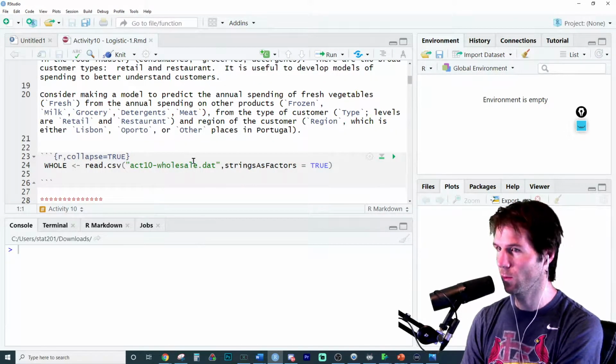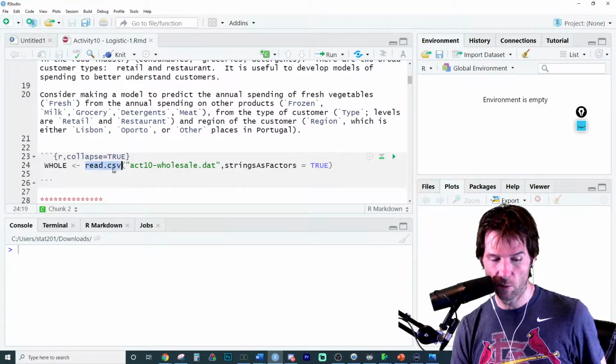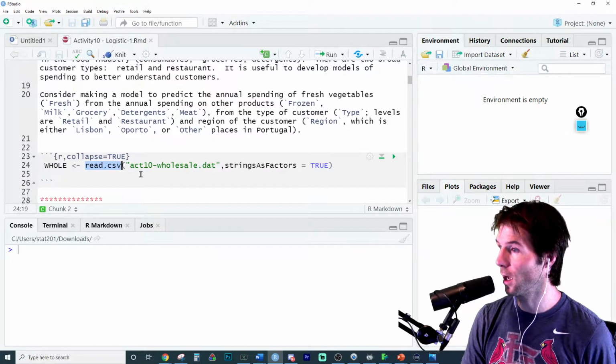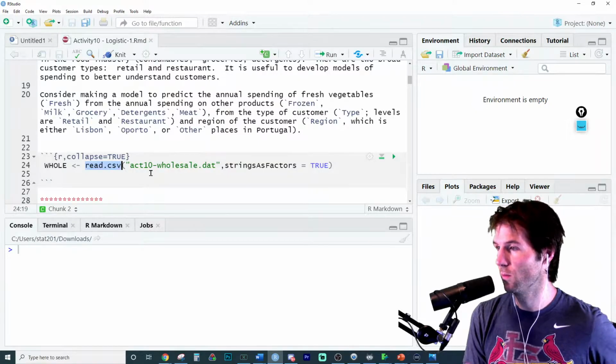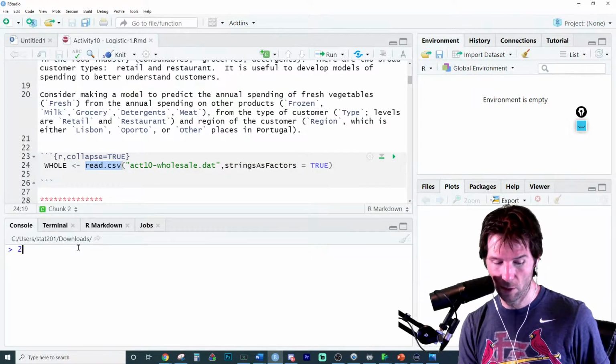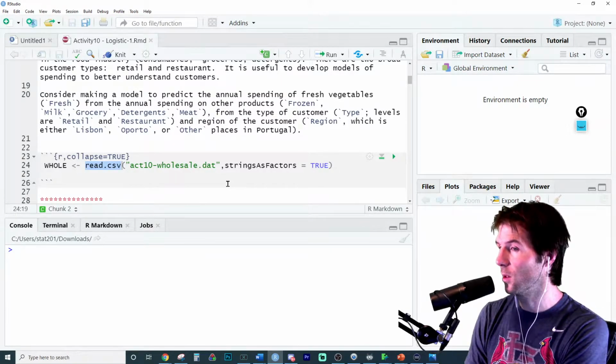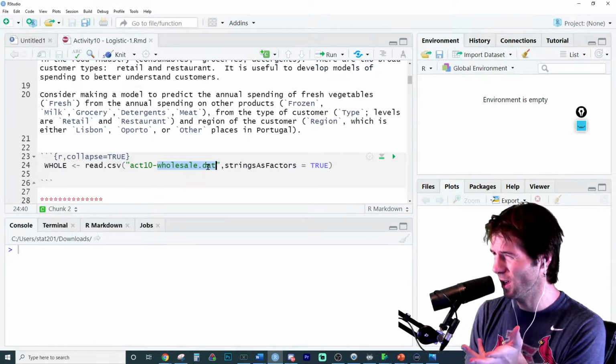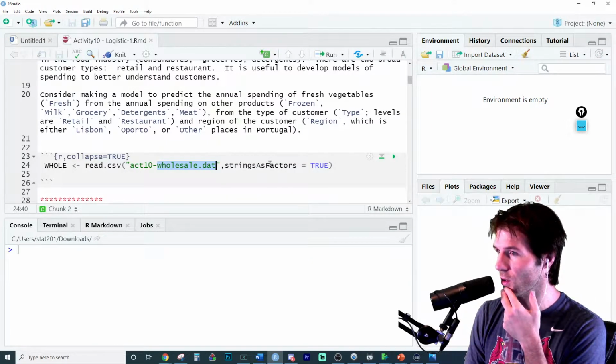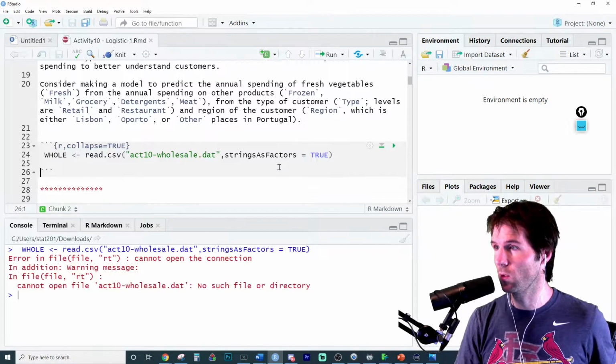So there's a bunch of food that was sold, and let's go here. This reads a CSV file, a comma separated values file. It literally means that the values are separated by commas, and we have the name of the file. It's using the read.csv. It's a .dat file, which is a data file, I think. And then strings as factors is true because it's going to take whatever is words.